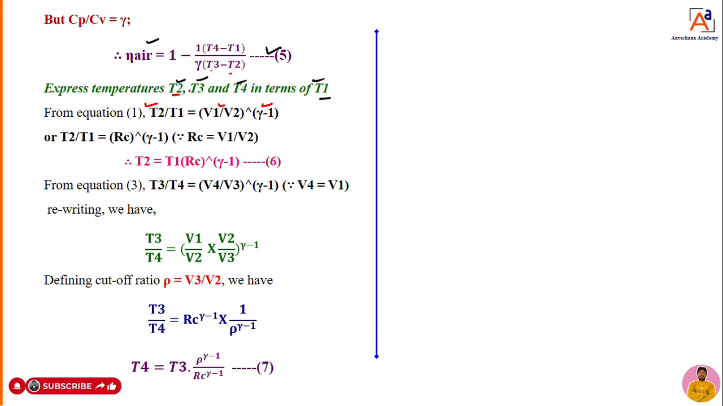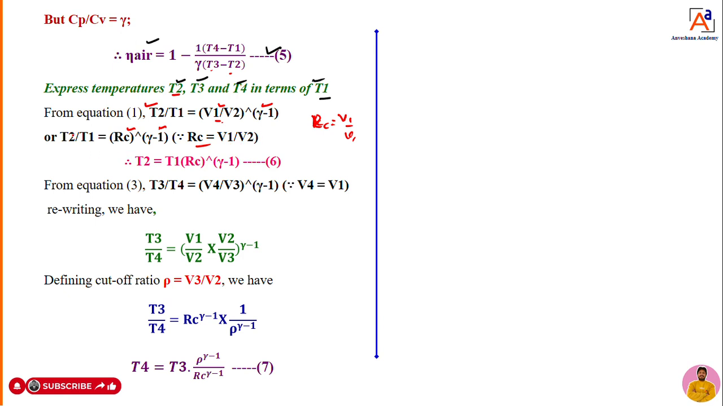So for that purpose, I will try to calculate the temperatures individually. To calculate that, I will go with the first process, that is the adiabatic compression process, 1 to 2, where T2 by T1 is equal to (V1 by V2) to the power of gamma minus 1. What is V1 by V2? Already we know, it is the compression ratio rc. Some authors take small rc, some authors take capital RC. So V1 by V2 is rc, and T2 by T1 is rc to the power of gamma minus 1.